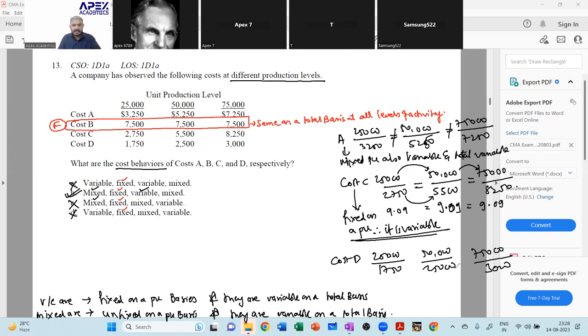Second case, it's 50,000 divided by 2,500. The answer is 20. So here it is 14 point something, here it is 20. So of course they are not equal. So they are not fixed on a per unit basis. So cost number D is not fixed on per unit. Therefore, it is not a variable cost, and it is not fixed on a total basis. Therefore, this is nothing but a mixed cost.